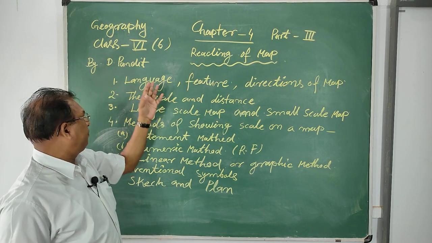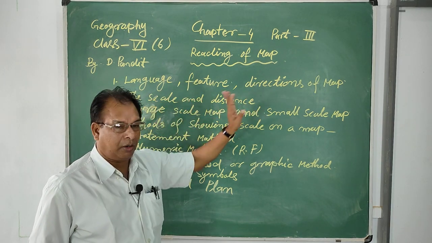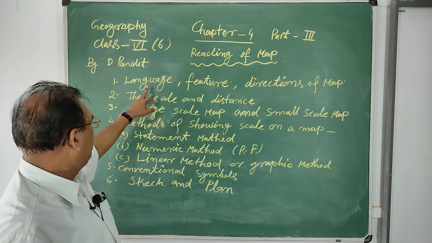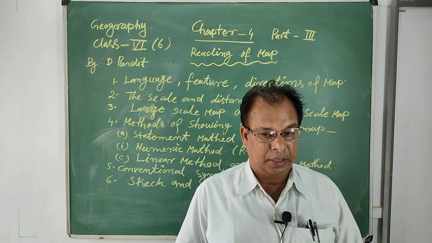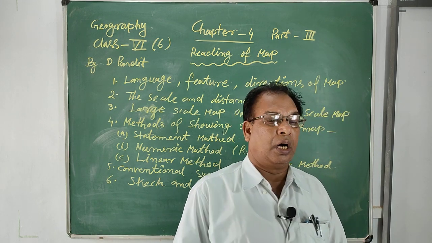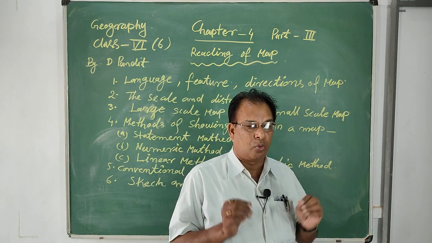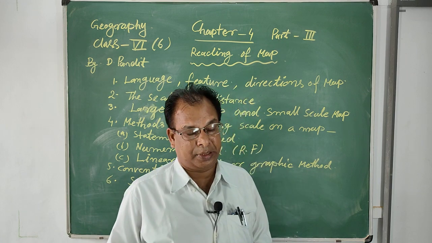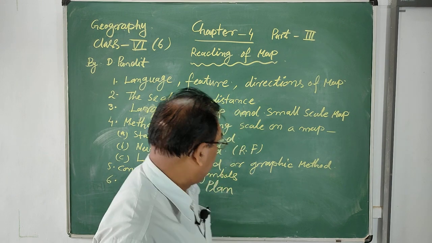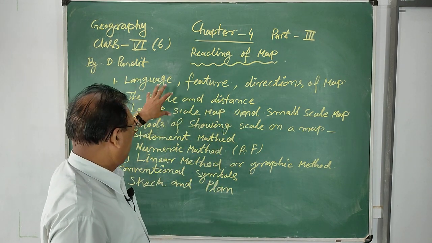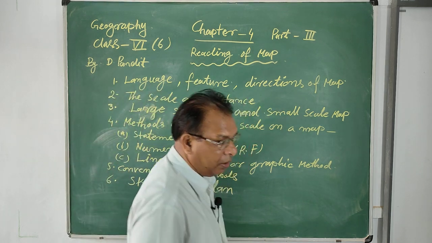Under the reading of the map, we first study language, features, and direction of the map. What is language? A map is also read according to the language, that means the given language or words used for the measurement of distance, mapping, etc. So we will study the base of language, features, and the direction of the map.